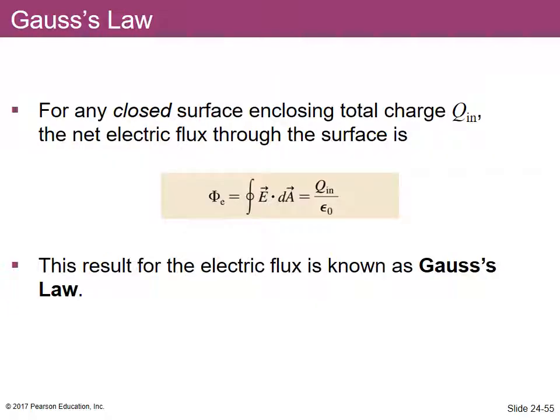For any closed surface enclosing total charge Q enclosed, the net electric flux through the surface is Q enclosed divided by epsilon naught. This result for the electric flux is known as Gauss's law.